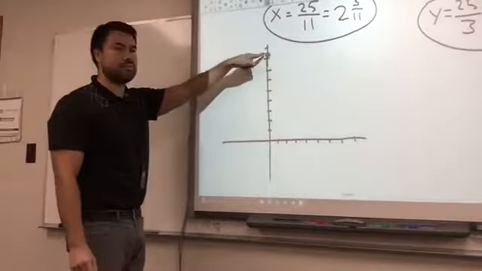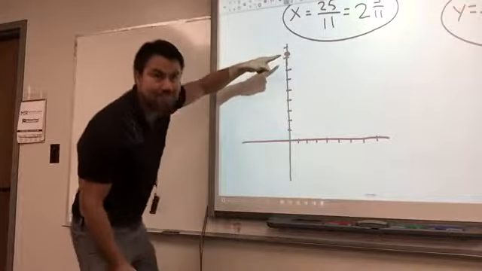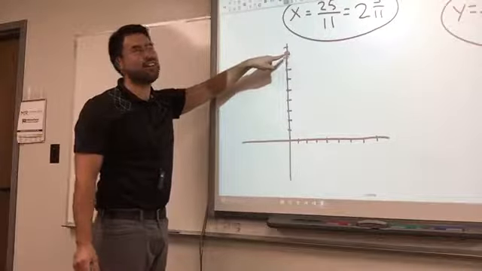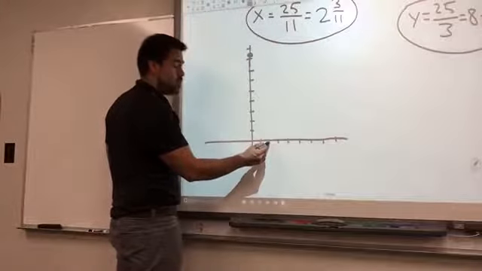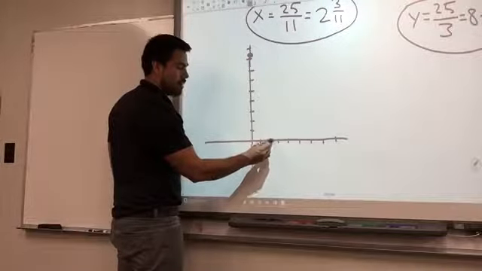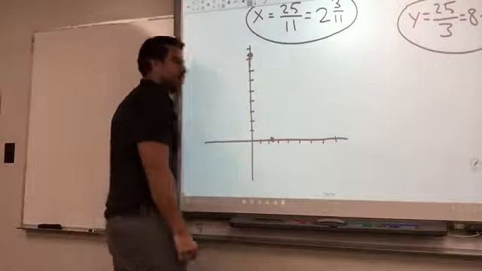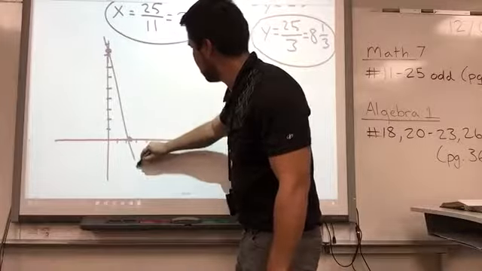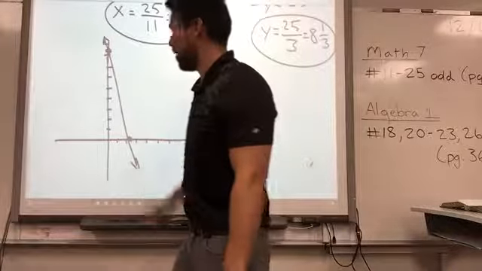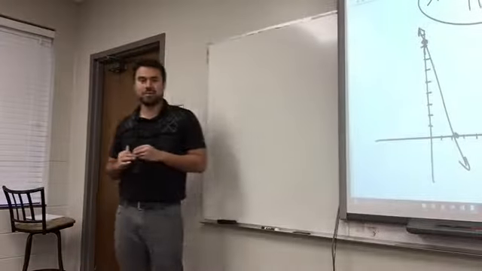So you see here, that's your y-intercept. What's the x-intercept? So you go 1, 2, and 3/11 is about right there. Do you have your 2 points? All right, what do you do with them now? You connect them and you have your line. That's it. That's the x and y intercept.